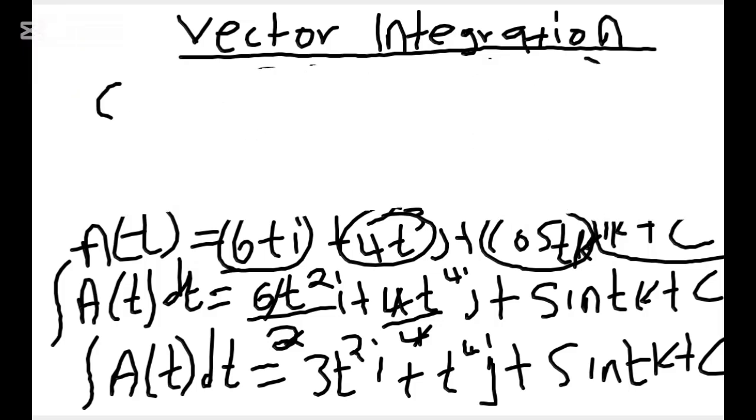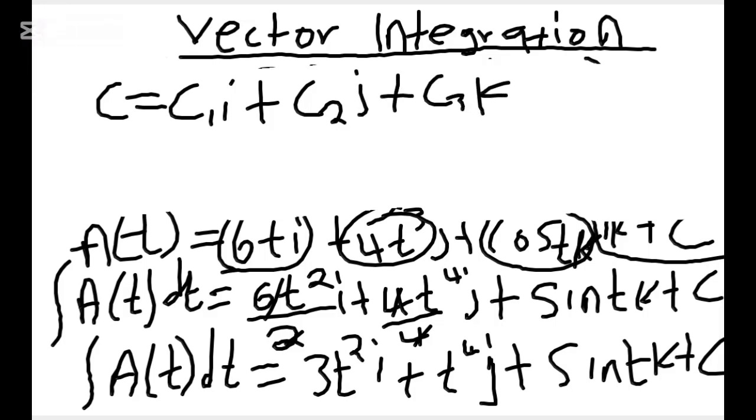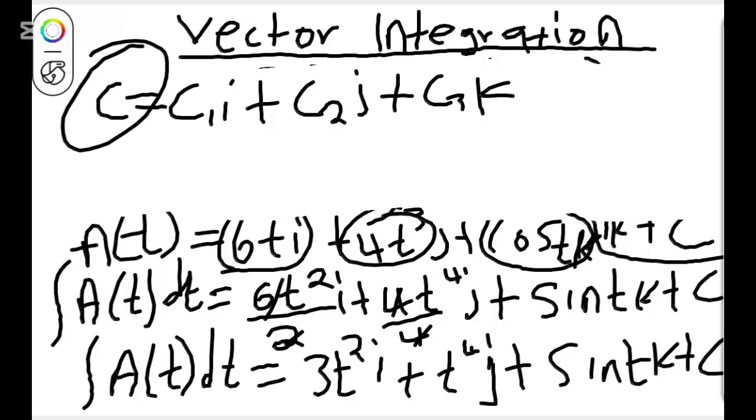But you have to take note that C is the same thing as C1 i plus C2 j plus C3 k. So C1 i, C2 j, and C3 k is all the same thing as the constant C.